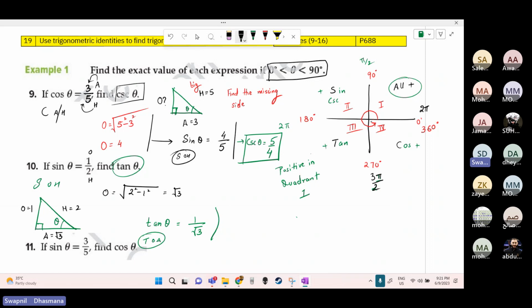In quadrant 1, if it's 0 to 90, it's positive. 90 to 180, sine is positive, so tan is negative. 180 to 270, tan is positive, and 270 to 360, cosine is positive, so tan will be negative. So here, no need to change. But if they give you a range, then you can deal with it according to that.